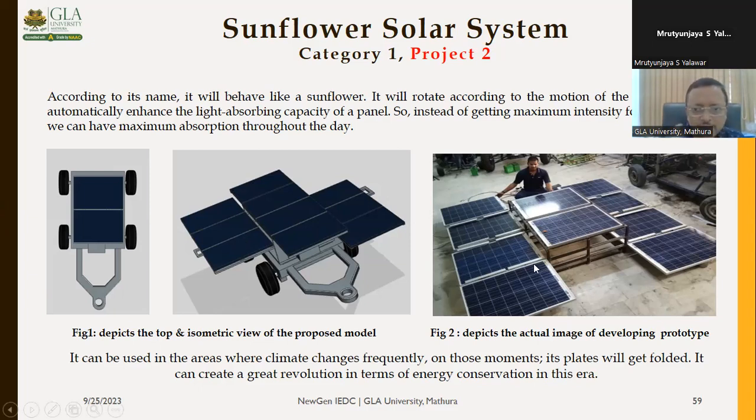When this opens like a sunflower, the dust particles that create problems for the solar system panels are automatically cleaned. So they developed an automatic cleaning process. That is the USP of this sunflower solar system.